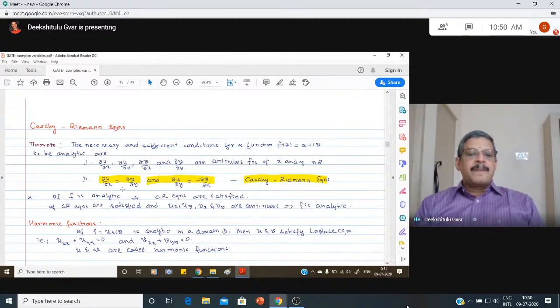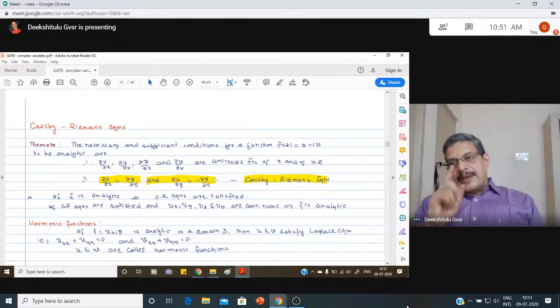Second condition is dou u by dou x is equal to dou v by dou y, and dou u by dou y is equal to minus dou v by dou x. These two equations together are called Cauchy-Riemann equations, and shortly CR equations. Cauchy-Riemann equations are CR equations: dou u by dou x is equal to dou v by dou y, and dou u by dou y is equal to minus dou v by dou x.